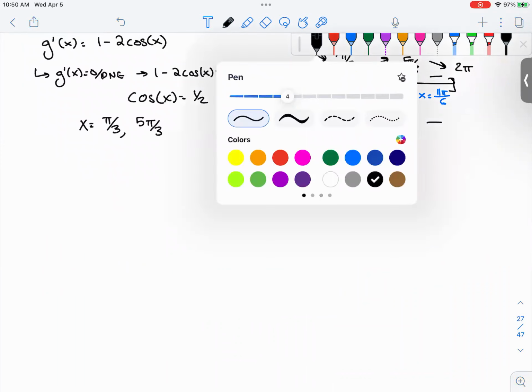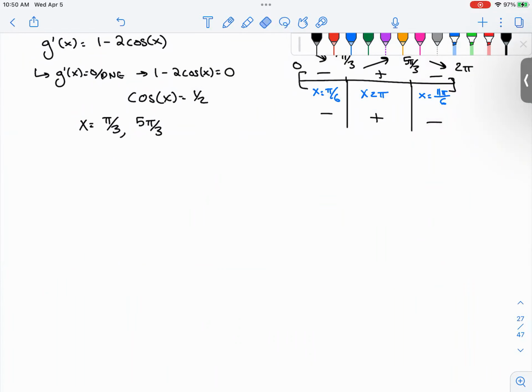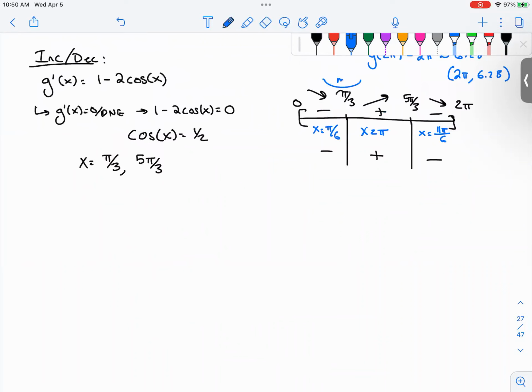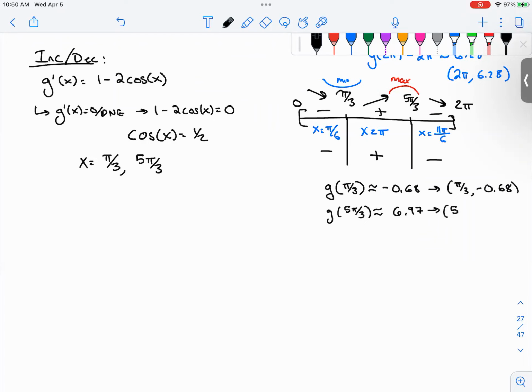Then we notice that we have a relative min and a max. Just to save on time, g of pi over 3 is going to be approximately negative 0.68. So we have pi over 3 comma negative 0.68. And then g of 5 pi over 3 is going to be approximately 6.97. So we have 5 pi over 3 and then 6.97.